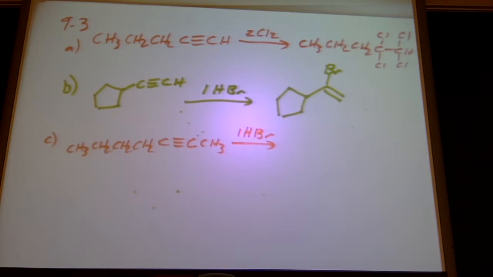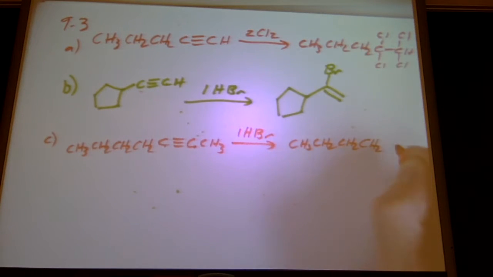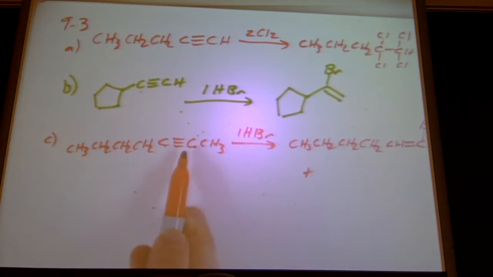Again, on C, it specifies one equivalent of HBr. On this one, this carbon's attached to this carbon's attached to one, so this is the most substituted position. That's where the bromine goes. On this one, this carbon's attached to two, this carbon's attached to two, and it's not symmetric, so the bromine could go to either position. So you get a mixture of products. I could draw adding to this carbon, and I could also draw adding to this carbon.